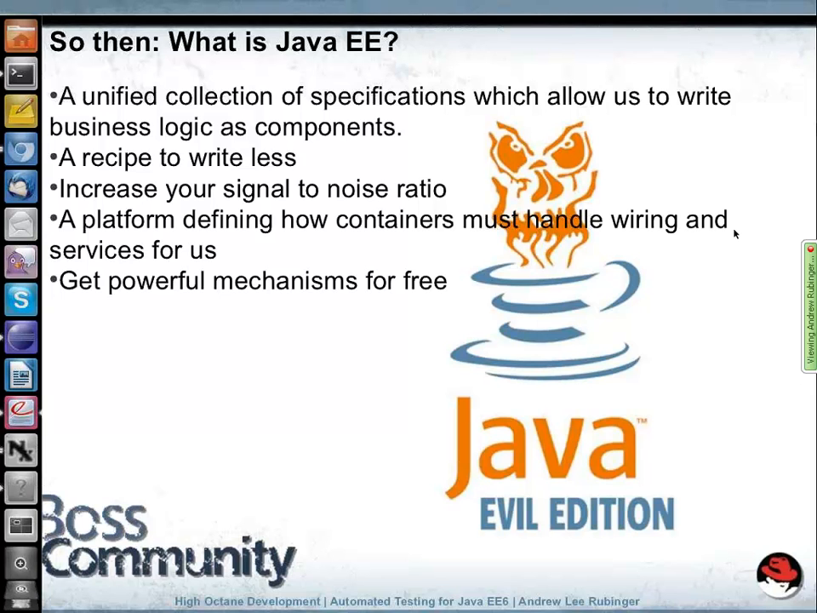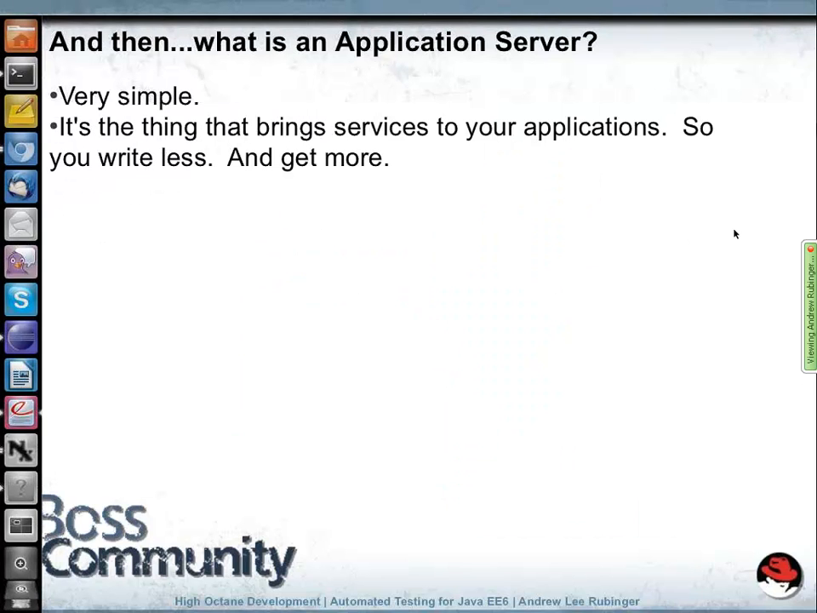So if we were to take this broad scope and then look again at what Java EE is, it's just a collection of specifications that let us write our business logic as components. It lets us do less, lets us write less, and we put more and more effort on the containers and metadata and less onto our own development practices, right? So then what's an application server? It's very, very simple. An application server is something that brings services to your applications. It's the container, and that's it.